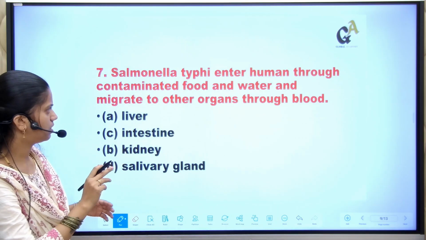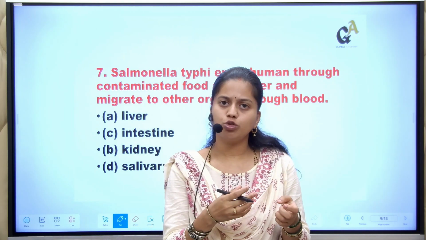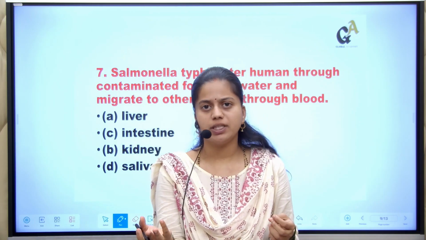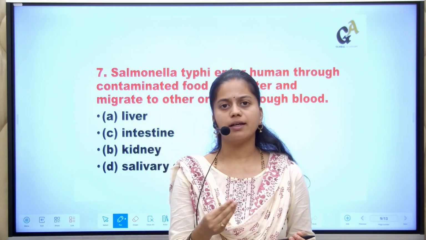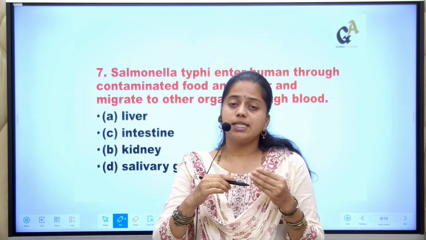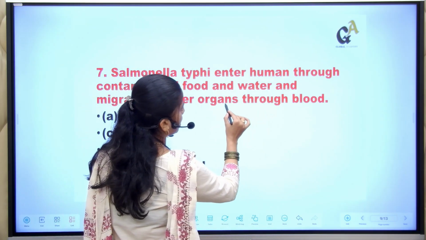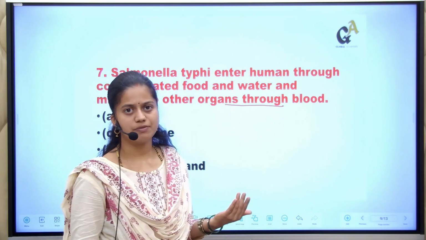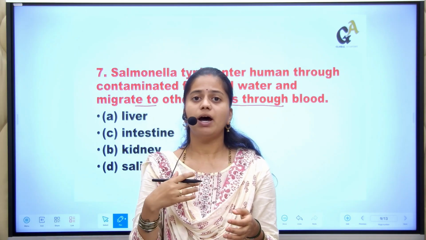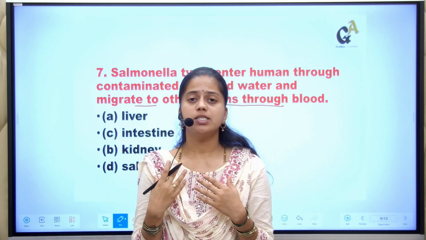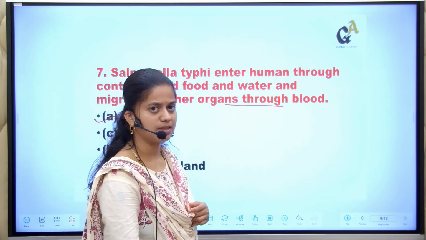Right? What they have asked here is, after entering the other organism through blood, where is it going to affect the other person? The first person got the infection by eating contaminated food and water, right? The second person is getting the infection through blood, with the help of the first person's blood. So after entering the second person, where is it going to migrate or stay? That is the liver. It is going to stay in the liver.